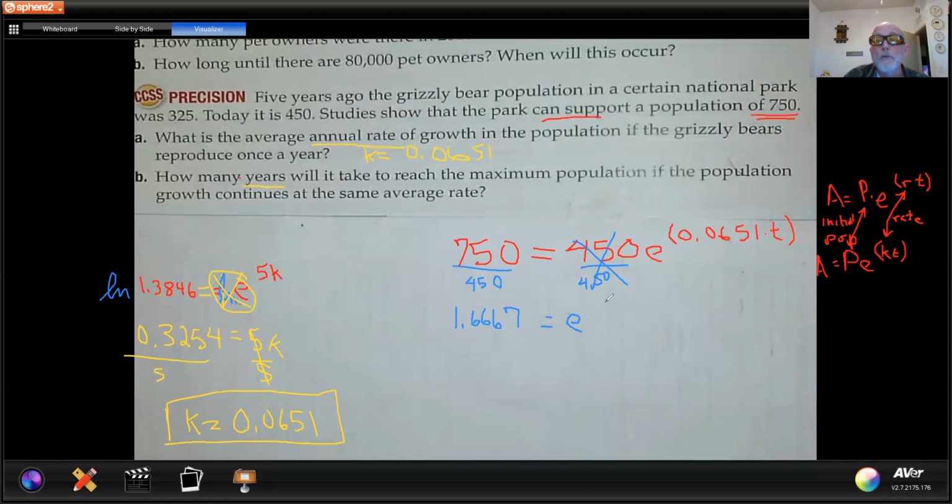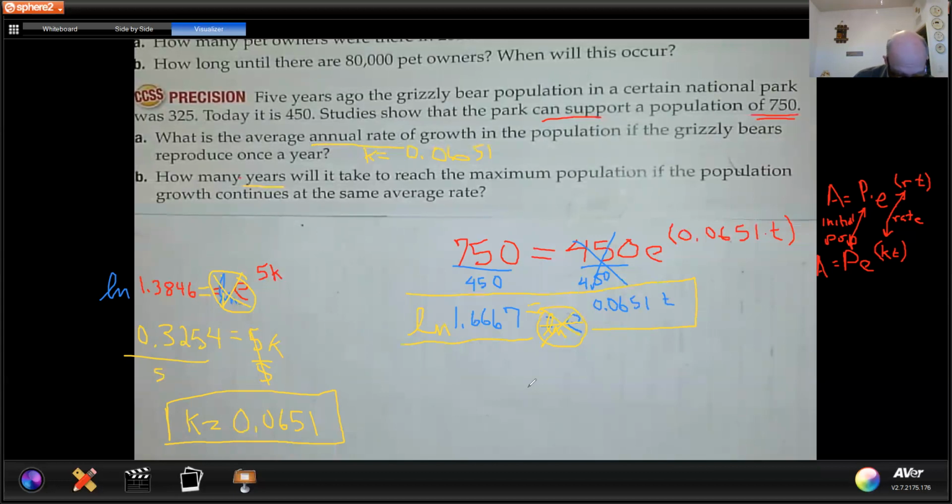E to the 0.0651t. Now remember, the whole idea is to take the natural log of both sides. So I'm going to take the natural log of this one and the natural log of this one. And the reason we do that is because these cancel out. Yeah, baby. And that means that this equals that, right? This whole thing right here, this equals that. So what is the natural log of 1.667? I think I can figure that out.